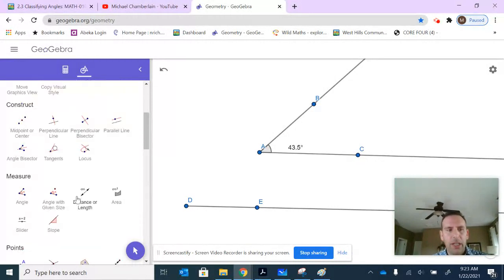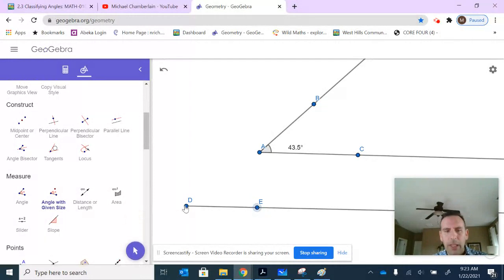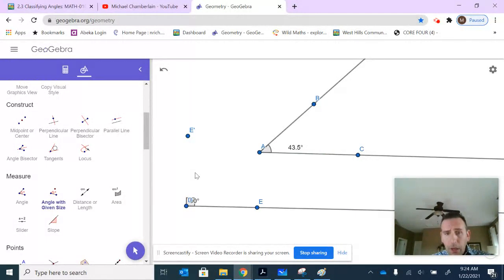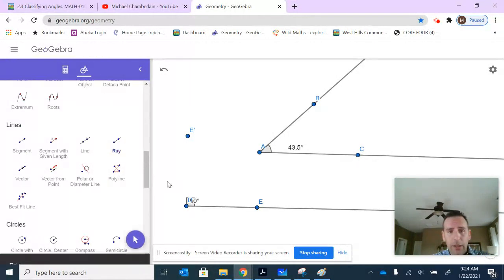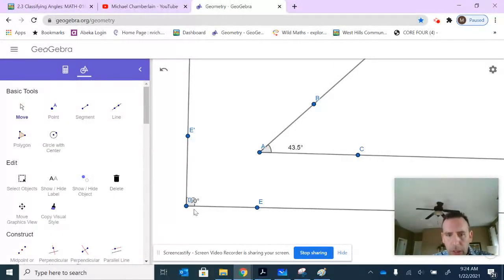So I'm going to stick first with the angle with a given size, select the leg point E, select the vertex D, and then we're going to change that to 90 degrees. That will be our right angle. Notice it puts a new point up there, E prime. I can then construct a ray from D through E prime. And if I go back to my move tools, you can see this a little bit better.